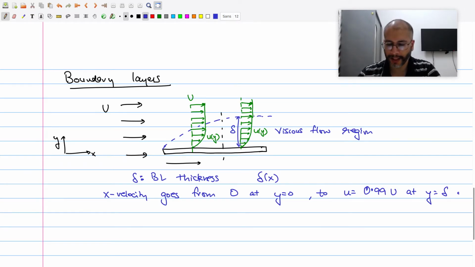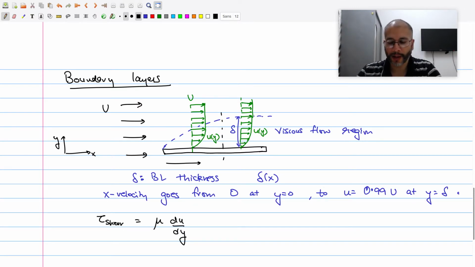We can see that the u velocity, or the x velocity, is increasing from 0 to 0.99 times capital U. So there is a change that is visible in u, or we can say that there is a non-zero shear stress here inside the viscous flow region. Remember, shear stress is given as mu times du by dy.